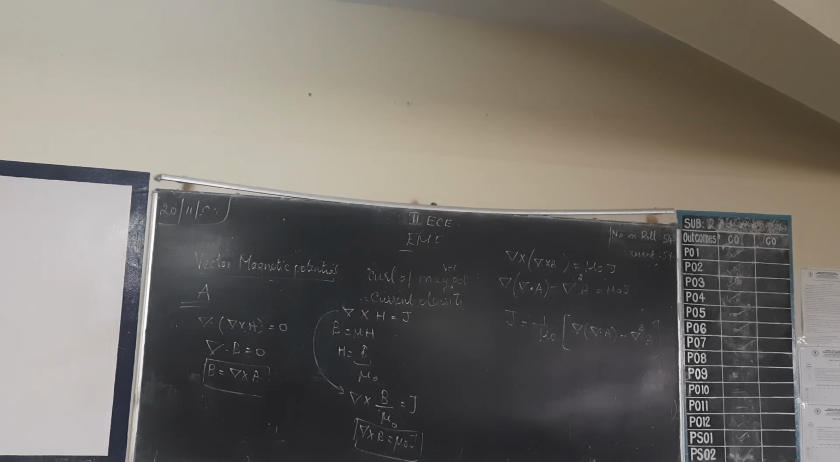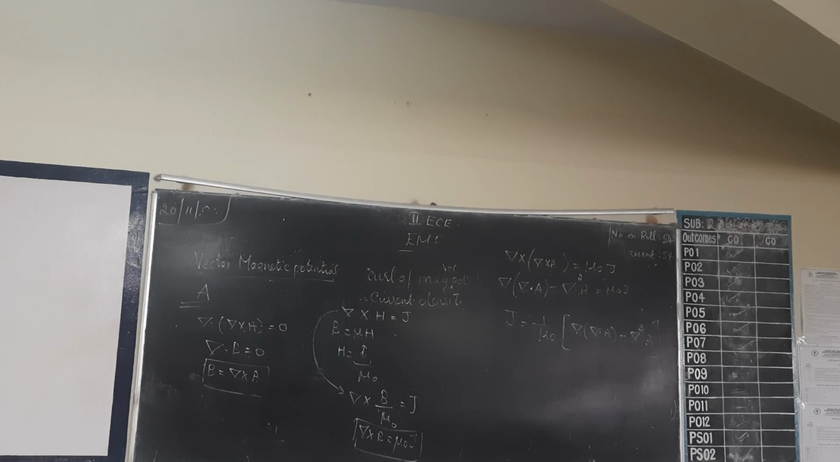Now what is given in the problem? Three equations are given. Ax, Ay and Az are given. What have they asked you to find out? B. So how do you find out B? B is equal to del cross A, where A is the magnetic vector potential. We have to find out del cross A.